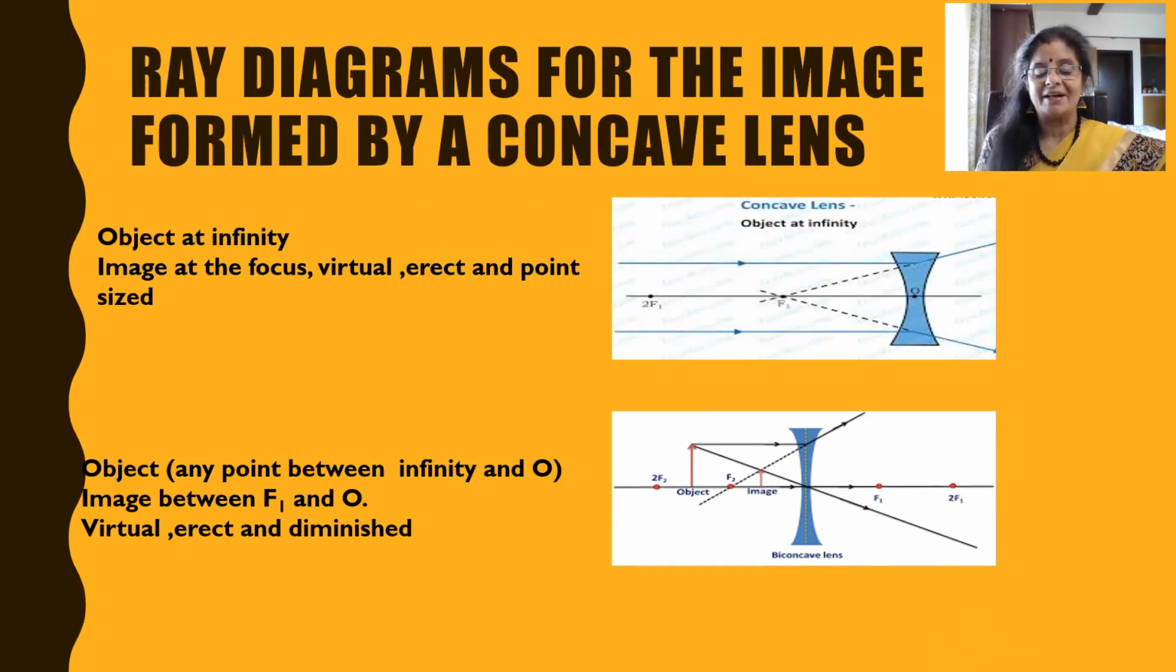Now let's understand the ray diagrams for the image formation by a concave lens or a diverging lens. The first diagram shows that the object is at infinity. Image is formed at the focus F1 and it's virtual, erect and point-sized image. The second diagram shows that the object is at any point between infinity and the optical center and the image is formed between F1 and O. And the image is virtual, erect and diminished.